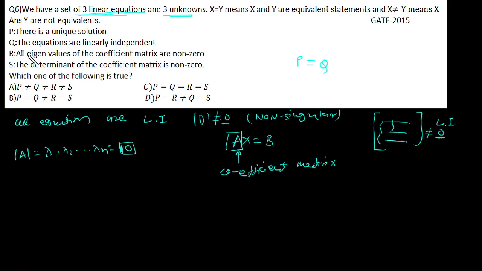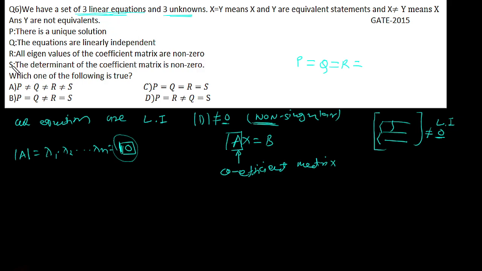It is also the same for the condition that the matrix is non-singular. So all the eigenvalues are non-zero. If any one is 0, then the determinant will be 0 and the matrix will become singular. So option R is also the same statement. It is indicating that the system has a unique solution. If this condition holds, the system has a unique solution.